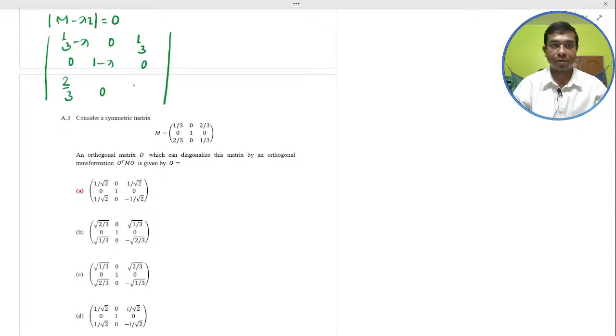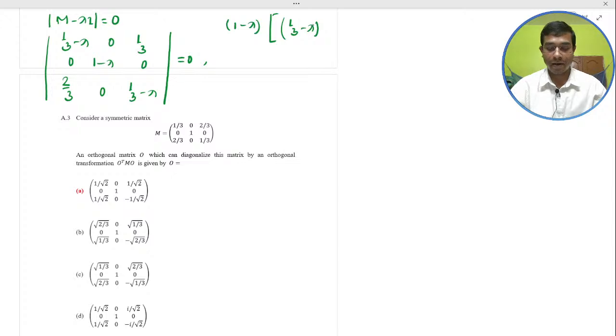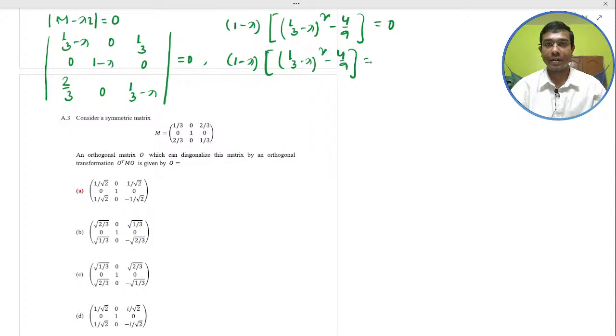2/3, 0, 1/3 minus lambda, that is equal to 0. You would get the eigenvalue. First you should calculate the eigenvalue and eigenvector. The first: 1 minus lambda, that is, 1/3 minus lambda whole square minus 4/9. This is equal to 0. And another: 1 minus lambda, 1/3 minus lambda whole square minus 4/9, that is equal to 0.